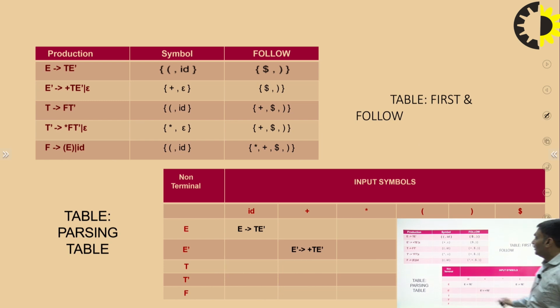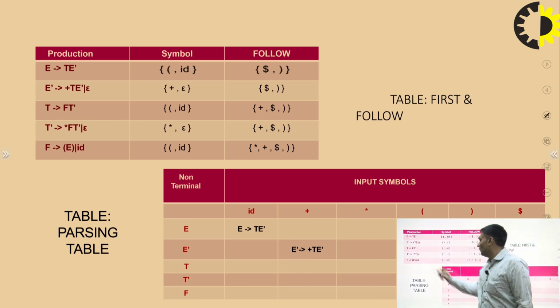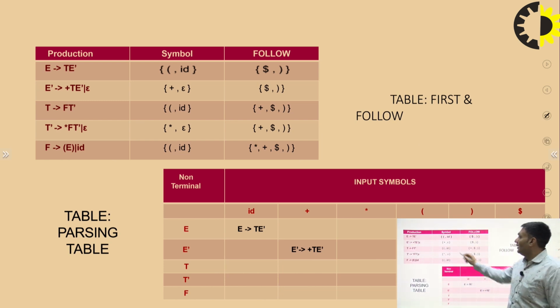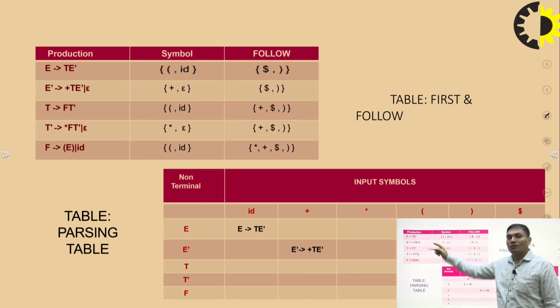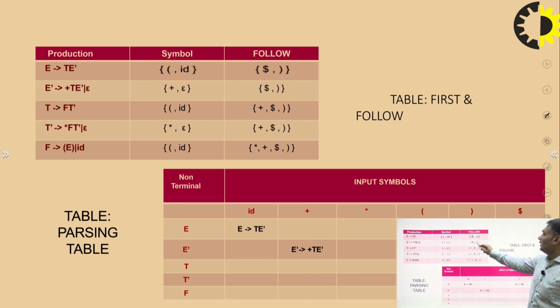So plus, the rule corresponding to plus will be put here, and if there is an epsilon, then the rule corresponding to epsilon will be put under dollar and close bracket. So the dollar and close bracket contains this one.